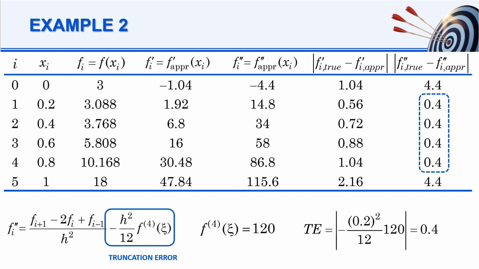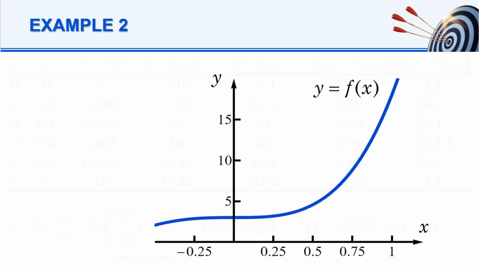The largest errors are observed to occur at the endpoints of the dataset. The forward and backward difference formulas use the nearest three data points and a quadratic function to approximate the curve. The plot of f(x) is shown. We note that the function has a saddle point at x equals 0.